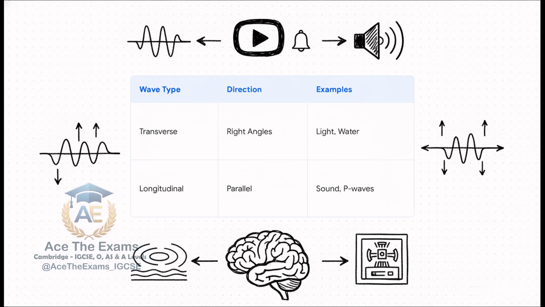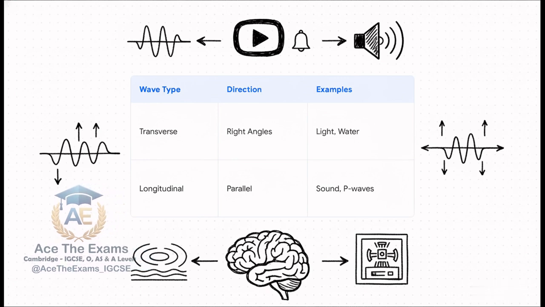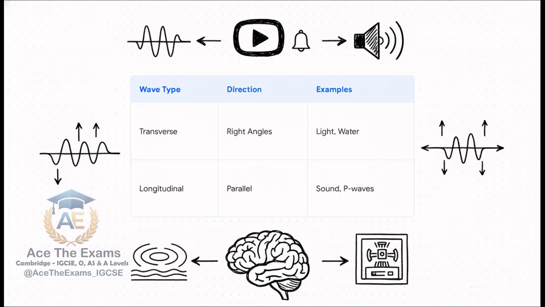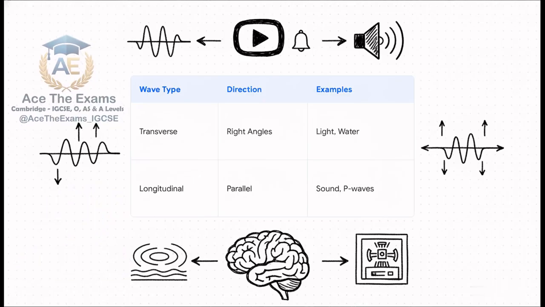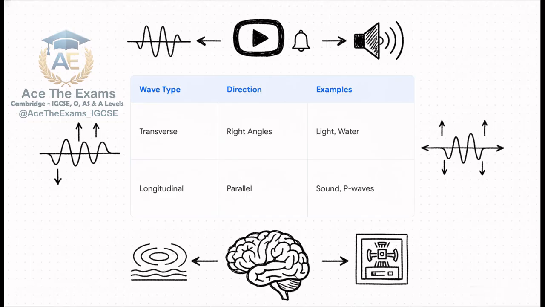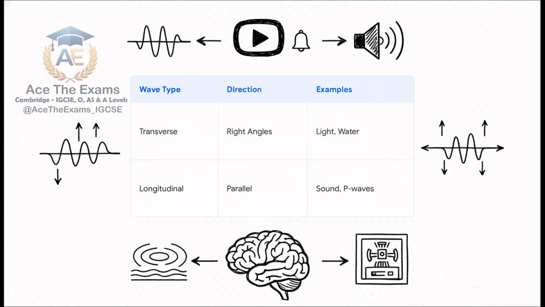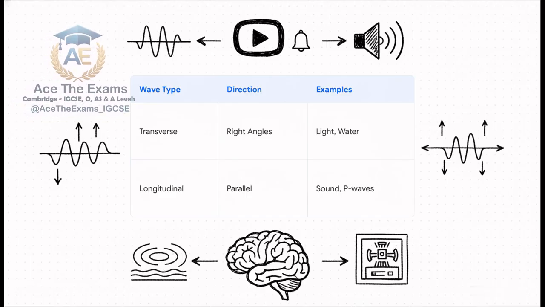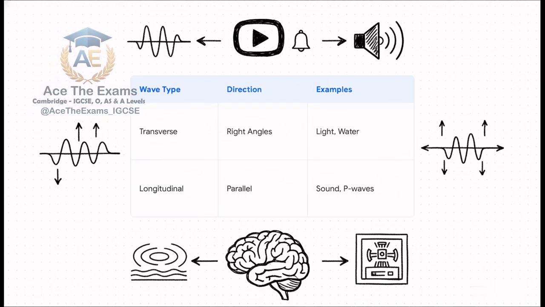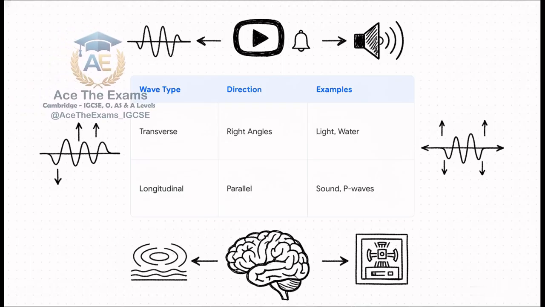Why is this specific table so absolutely crucial? Because when a Cambridge 0625 question asks you to compare, say, a light wave and a sound wave, this table is exactly the matrix you pull from your brain. You aren't just saying one is light and one is loud. You are comparing their fundamental propagation mechanics based on these exact categories.